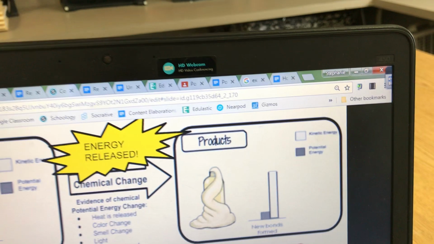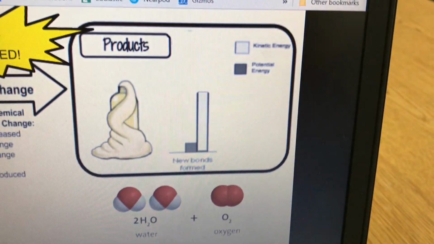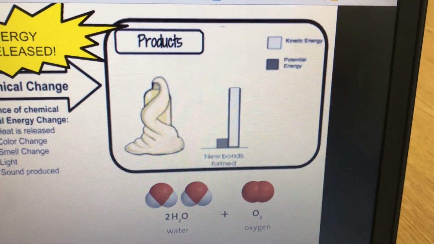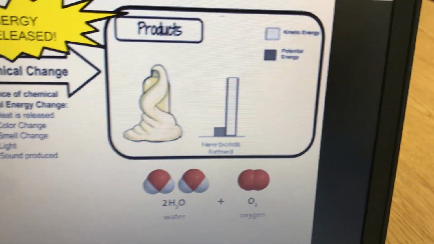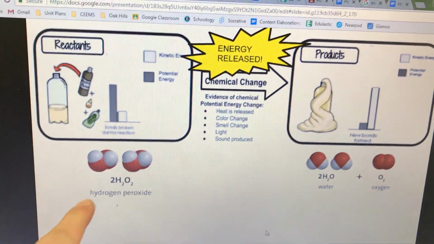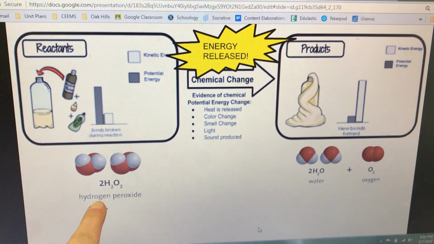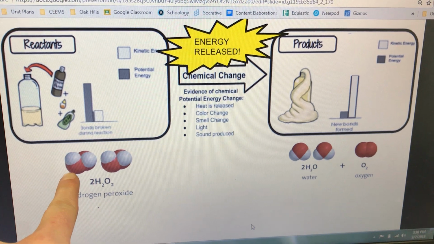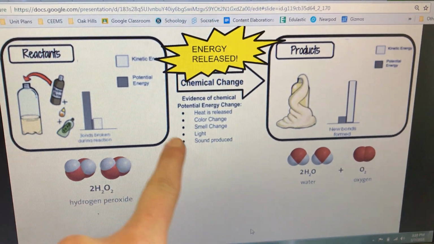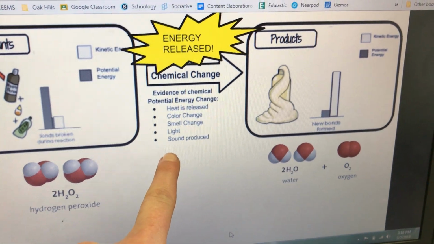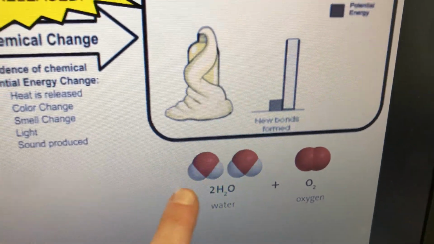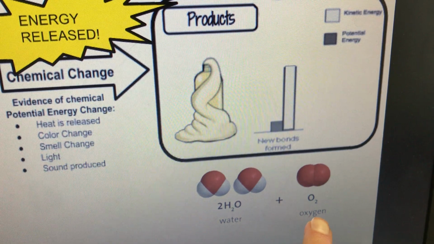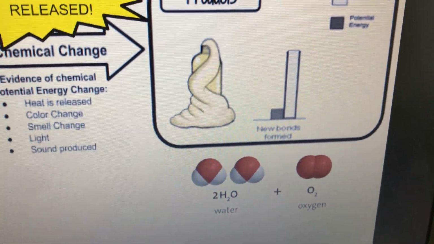All right, so after that energy is released, we now have our products. This is like our end result. So before, our reactants with all that stored energy, a ton of potential energy, their molecules looked like this. They're arranged differently. And then when the chemical reaction occurred, it broke off those molecules, and now we just have two water molecules and then oxygen. So it's a completely different substance.